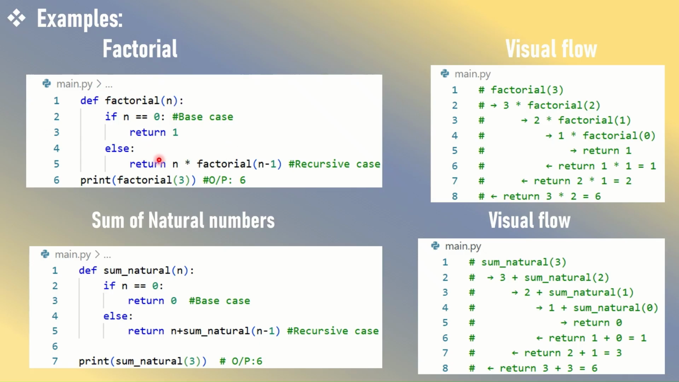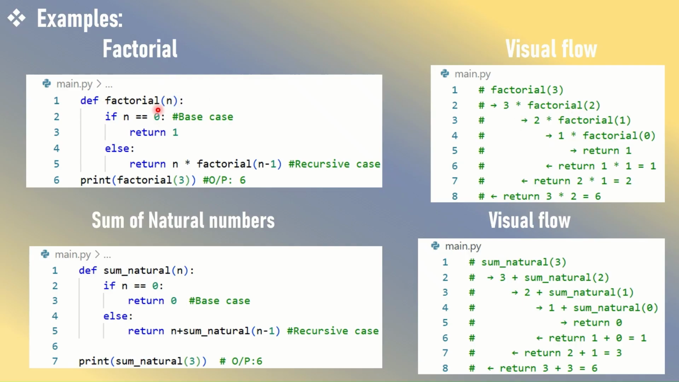So before this function returns this value, it needs to evaluate this value, right? In order to evaluate this value, we need to know the value of factorial of 2. We don't know the factorial of 2 because this function should finally return the value. Then only can we return the final result back to the function call. So what it will do, 3 into factorial of 2. Again, this function call will happen.